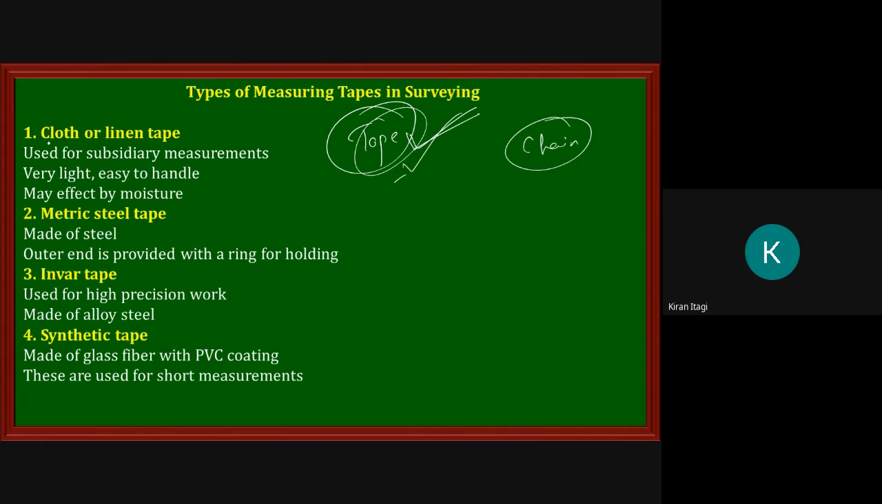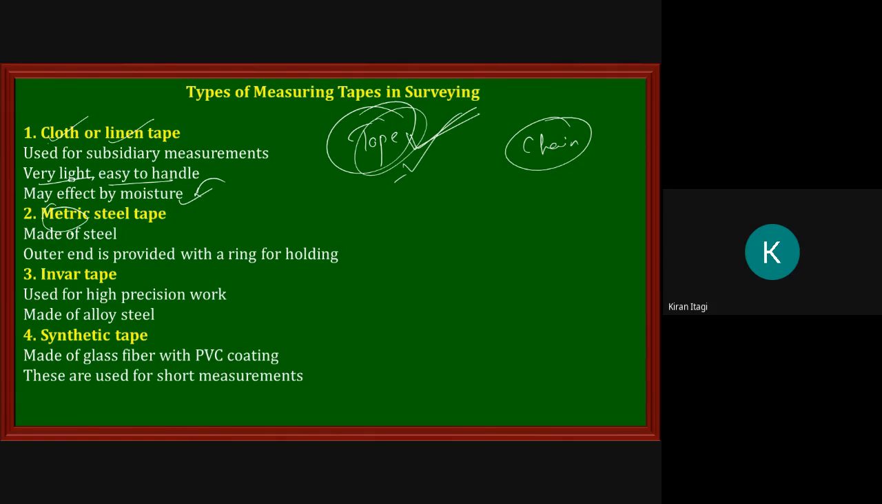The first one is cloth. Depending upon the material, it may be a cloth or linen tape. Okay. Used for subsidiary measurements. It is very light, easy to handle, and may be affected by moisture. Okay. If water spills over it, it may get cut or the tape may get destroyed.